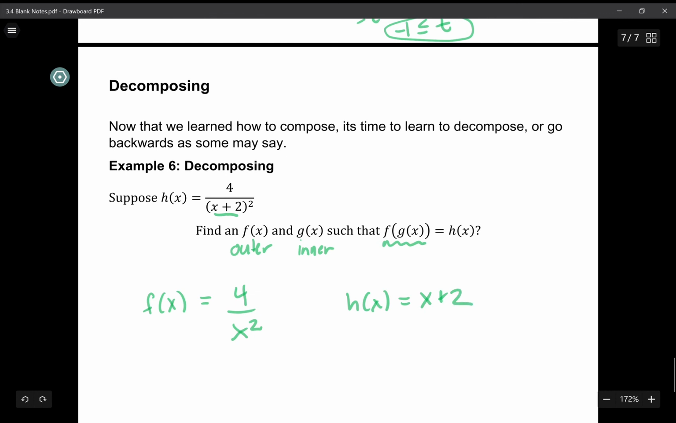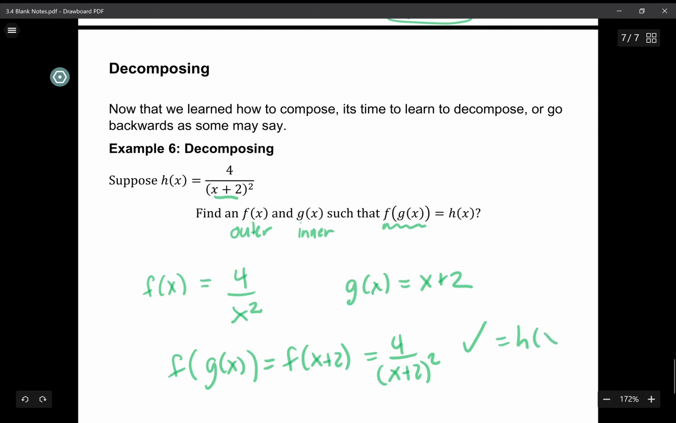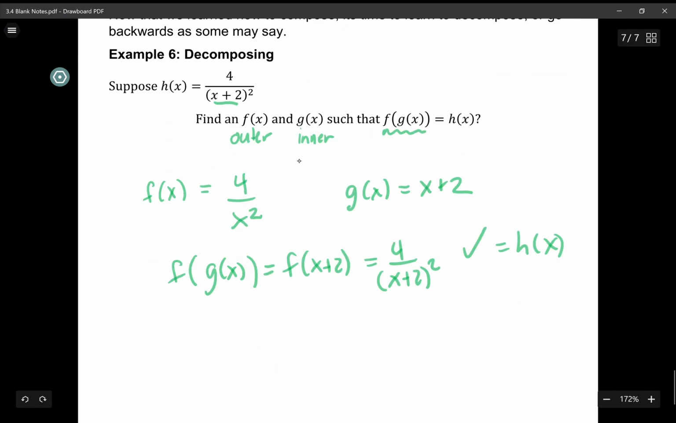So there's two functions together, and I can check that f of g of x is going to be equal to f of x plus 2, which is 4 over x plus 2 squared, and sure enough, that equaled h of x. So when you decompose functions, it does take a little bit of practice, but really look at what the big thing is, 4 over something squared, that's what I made my outer function, and what did I put into that? g of x is my inner function. All right, that's it for section 3.4.